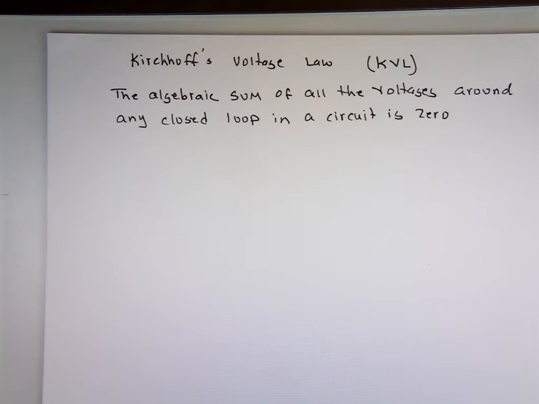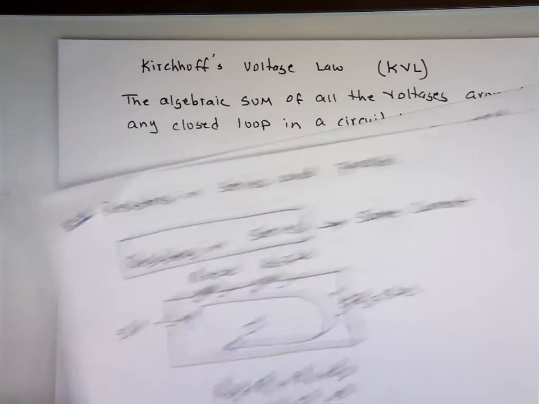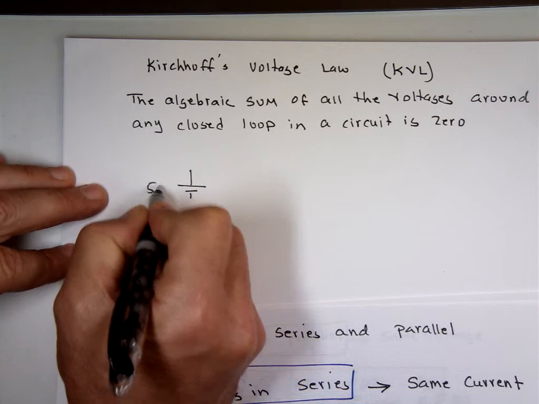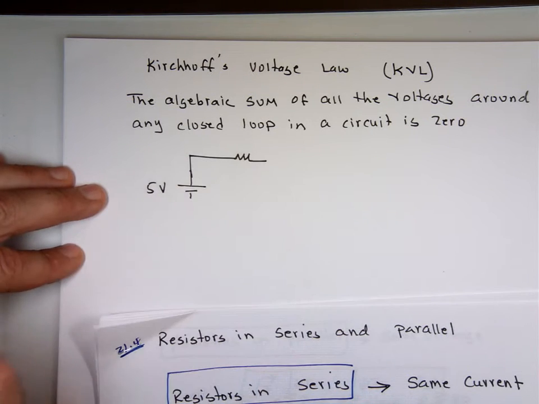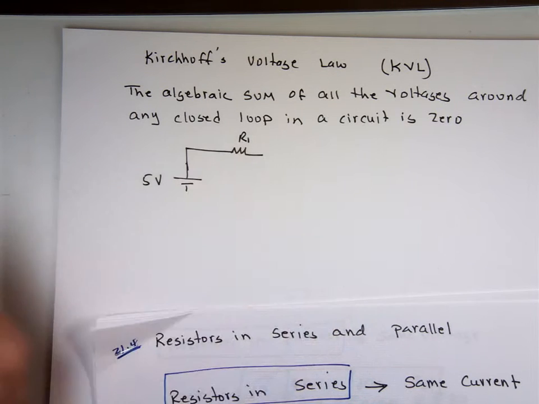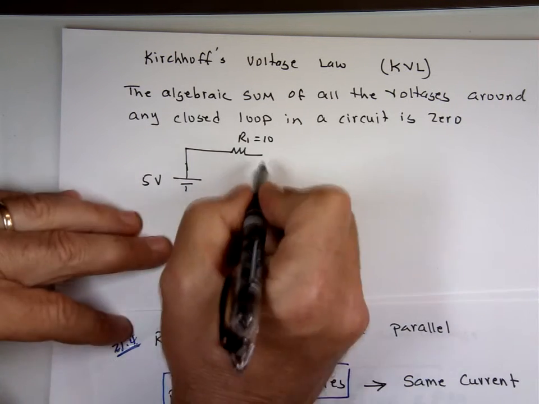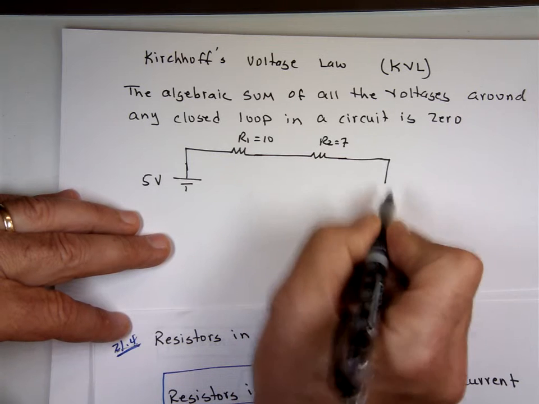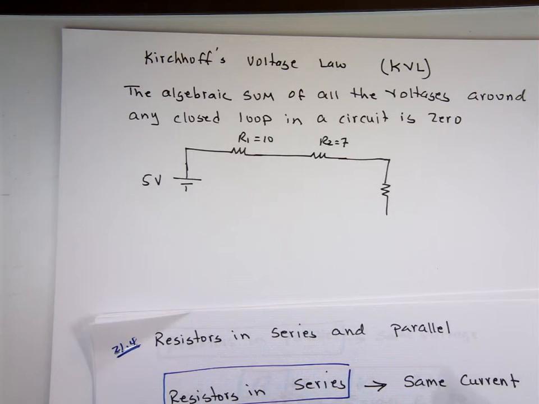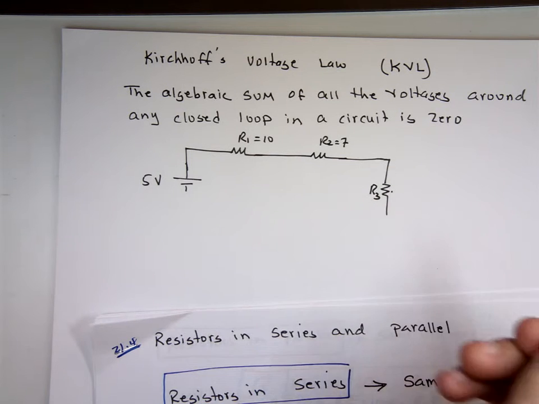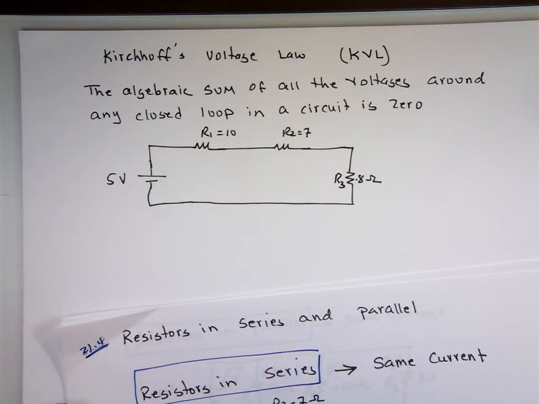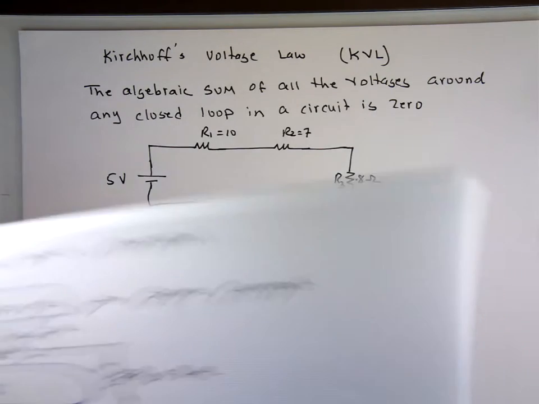Again, I'll go back to what we did early today. That was one of the examples that we did. Remember this one? Resistors in series. We had a voltage source of 5 volts here. We have resistor 1, which is 10 ohms, and resistor 2, which is 7 ohms. We have resistor 3, which is 8 ohms. We calculated the current through that, and we found the current to be 0.2.